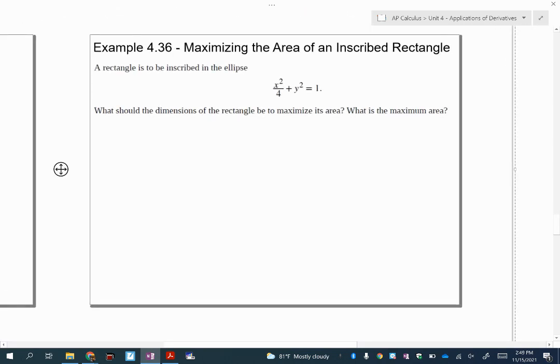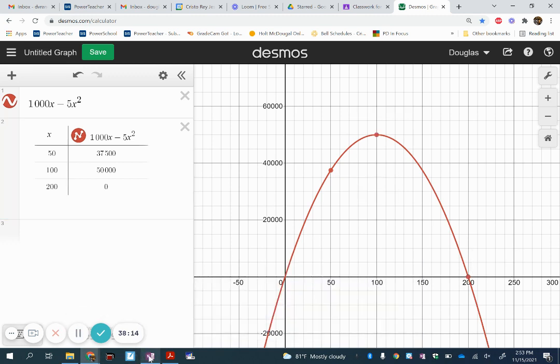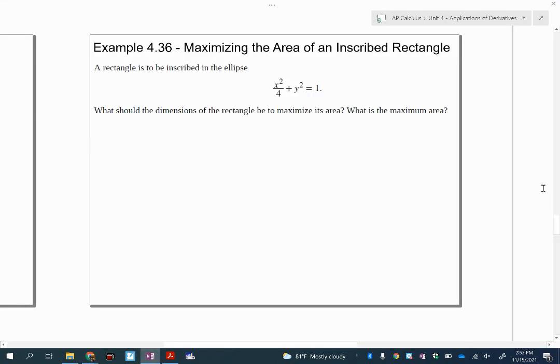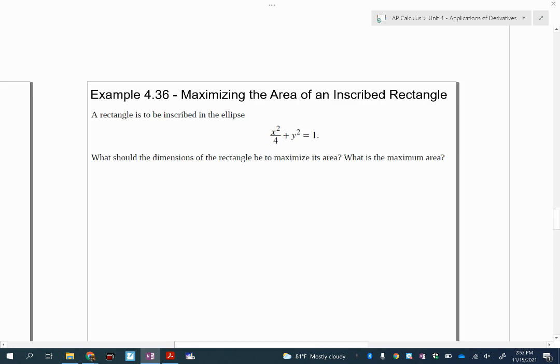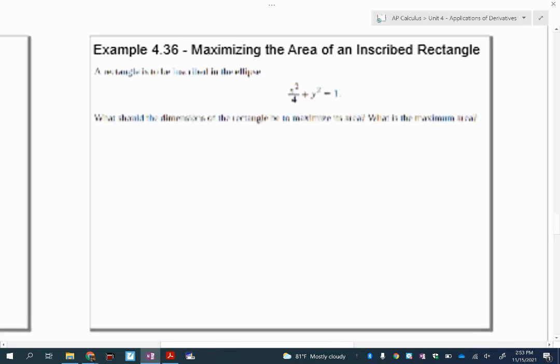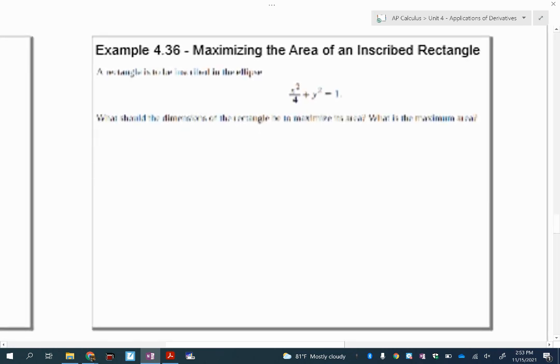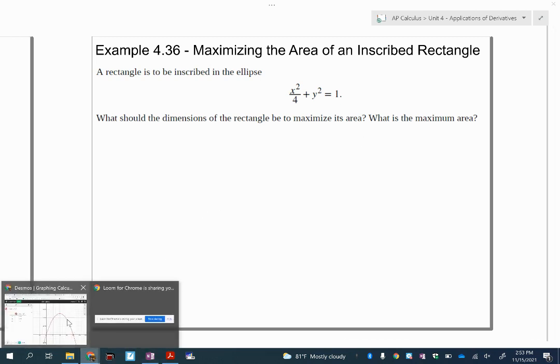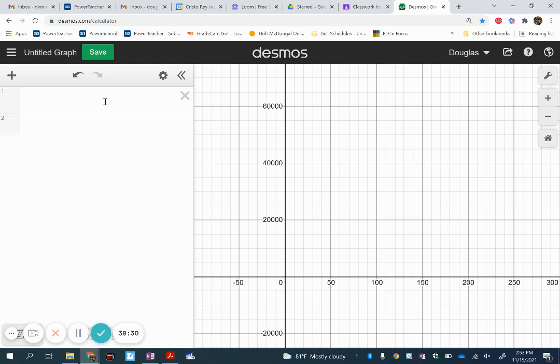Maximizing the area of an inscribed rectangle. Okay, so we are going to work on this problem of maximizing the area of an inscribed rectangle. Now, this does require a little bit of an understanding of what an ellipse is, and I'm going to go ahead and graph that for you in Desmos to show you just what this ellipse looks like. So we have x squared over 4 plus y squared equals 1.